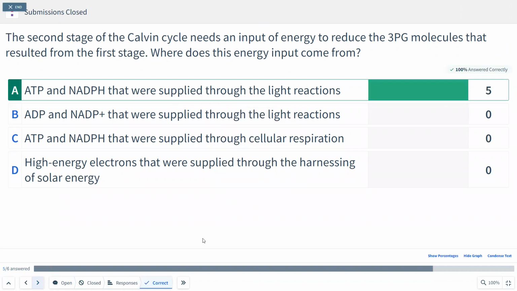Okay. So the second stage of the Calvin cycle needs input of energy to reduce the 3PG molecules that result from the first stage. Where does this energy input come from? ATP and NADPH that were supplied through the light reactions.